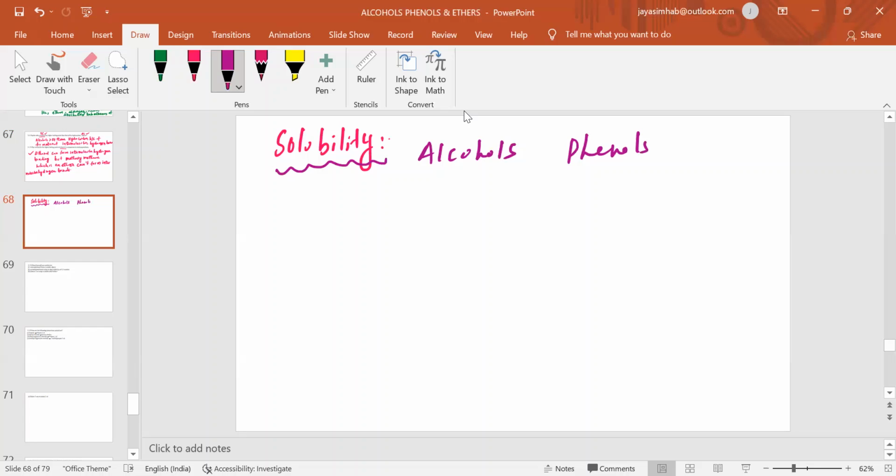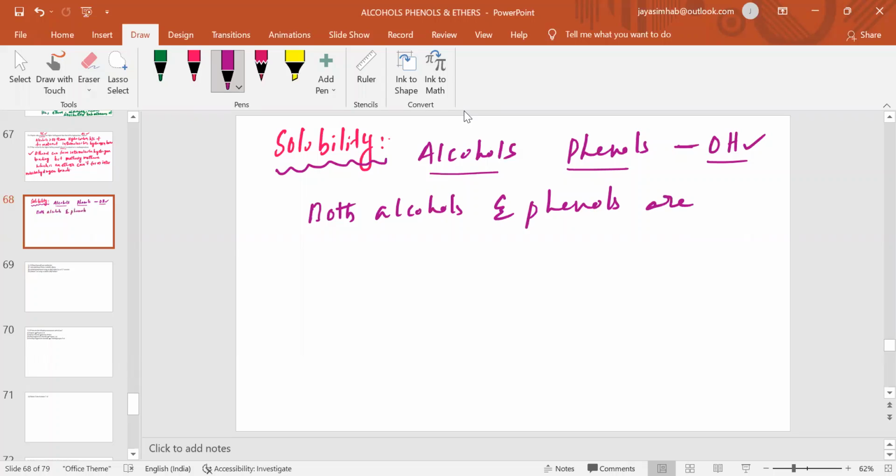because of presence of hydroxyl group, I told you hydroxyl group is responsible for all the major properties of alcohols and phenols. The alkyl and aryl groups just modify the properties. They are meant only for modification, but the property is because of the presence of hydroxyl group. So automatically both alcohols and phenols are soluble in water.